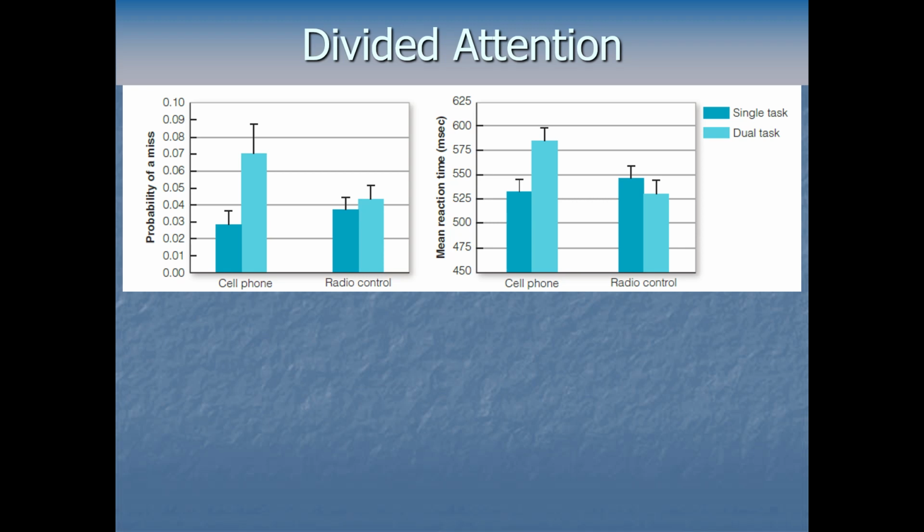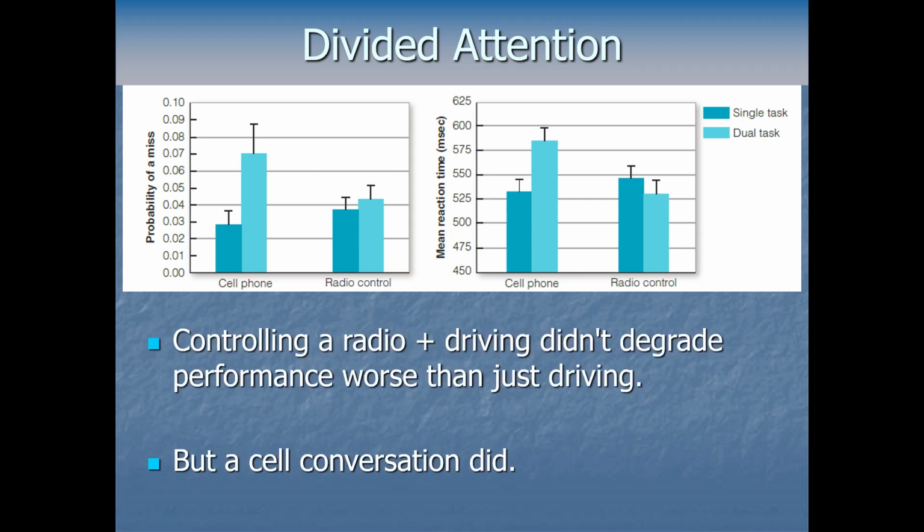That would be dual task performance, doing two things at once, driving plus something else. And as you can see, for the condition of controlling the radio, we get similar performance, actually no significant difference in the single task versus dual task conditions. Adding the radio doesn't really mess things up. But then look at the bar comparisons when using a cell phone. A phone conversation does make things a lot worse, basically doubling the missed red lights and increasing reaction time by at least a good 50 milliseconds.